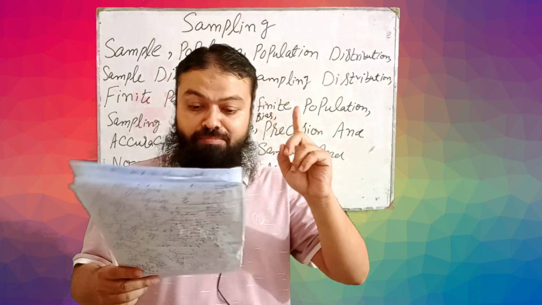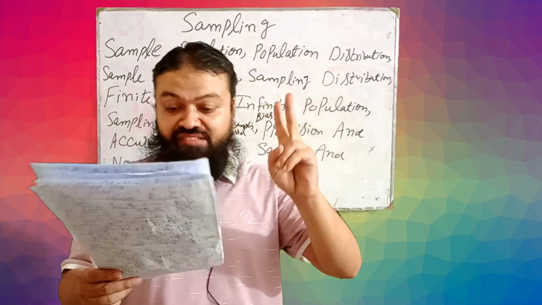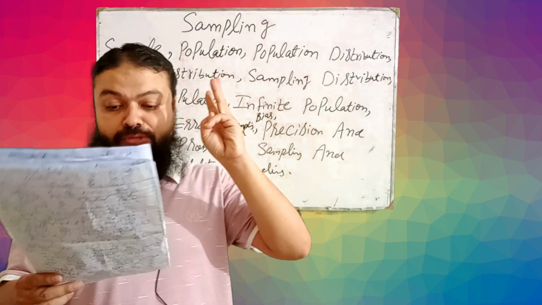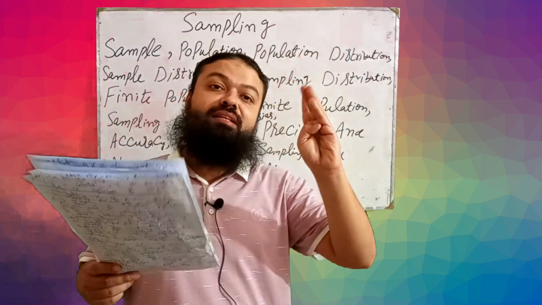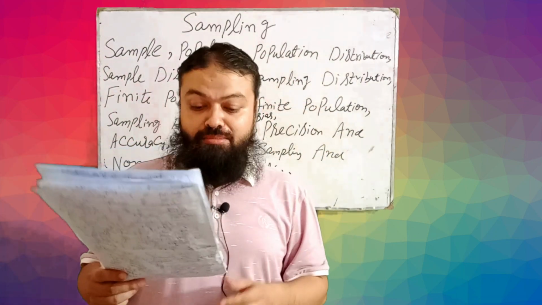Number 9, which of the following would generally require the largest sample size? Number 1, simple random sampling, wrong. Number 2, systematic sampling, incorrect. Number 3, proportional stratified sampling, no. Number 4, cluster sampling, yes, this is the correct answer, number 4.